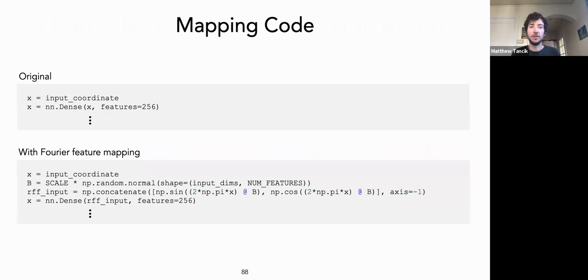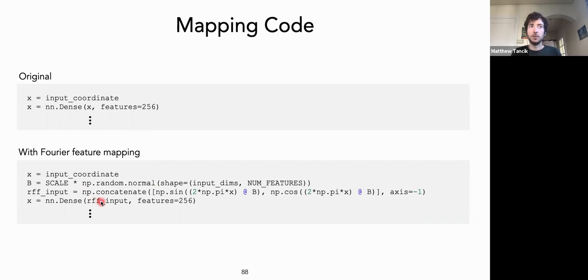I think it's often nice to see what the corresponding code looks like, particularly in this case, since it shows the simplicity of the method. So before, you would just take your input coordinate and then pass it into your network and then everything else happens. What we're proposing is the addition of two lines where one, you're sampling frequencies from a Gaussian distribution. And then the second thing you're doing is multiplying your input coordinates by a matrix of those frequencies and then taking the sine and the cosine of those values, concatenating them and then passing it through.